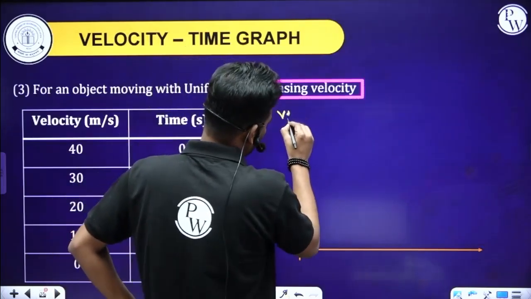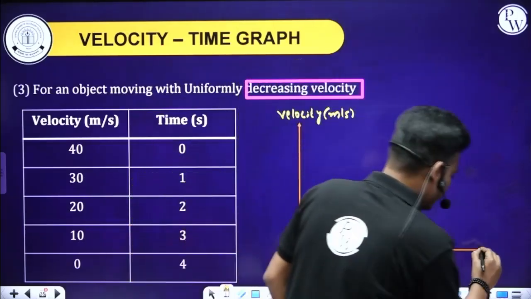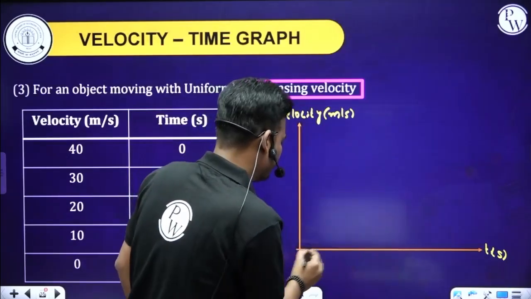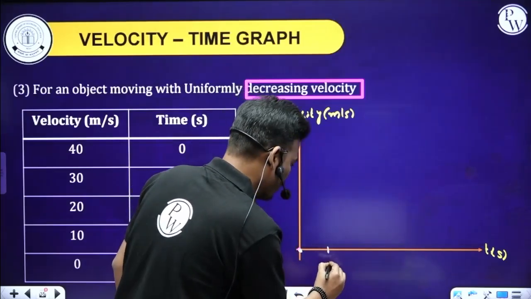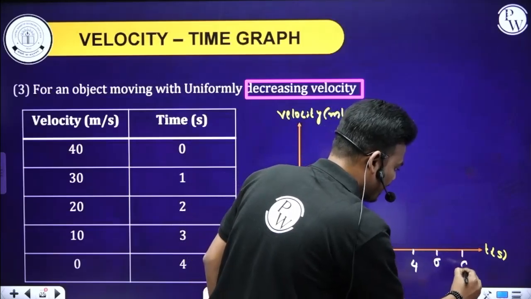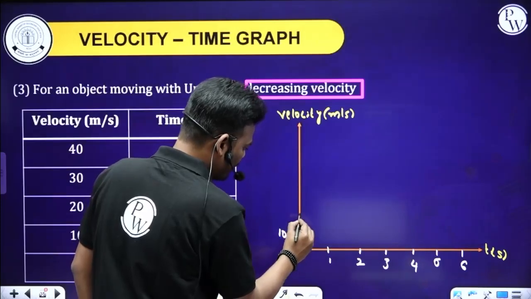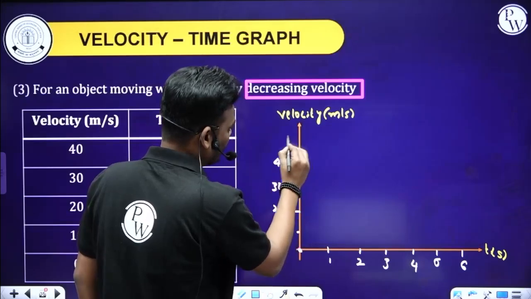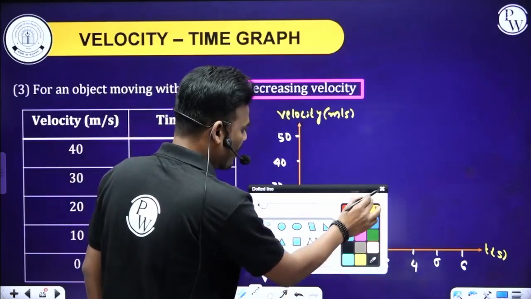Same way, this is velocity in meters per second, and this is the time in seconds. Now let's mark the origin and the time: 1 second, 2 seconds, 3 seconds, 4 seconds, 5 seconds, and 6 seconds. And here the velocity goes up to 50, so this is 10 meters per second, 20, 30, 40, and this is 50 meters per second. Now let's figure out the time as well as the velocity.